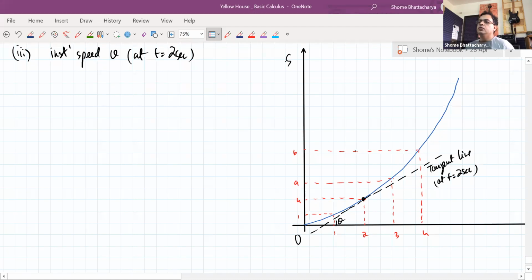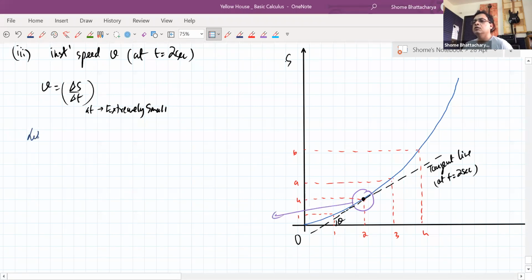Okay. But algebraically, what I should try to do, I should calculate delta s by delta t for a very small value of delta t. Should be extremely small. Now, can any of you suggest a suitably small value of delta t? Somebody please suggest some suitably small value of delta t. 1 millisecond. Okay, very nice. Let's take delta t as 1 millisecond. So that is 0.001 seconds.